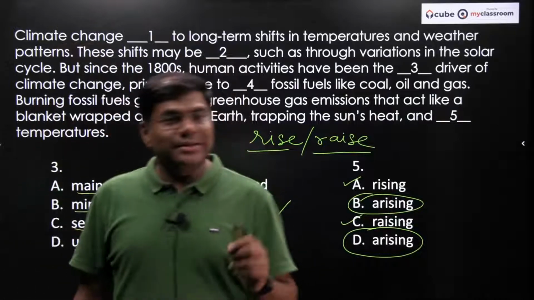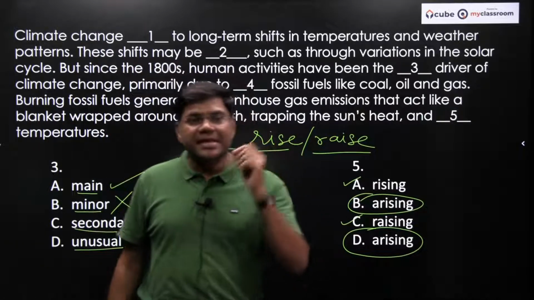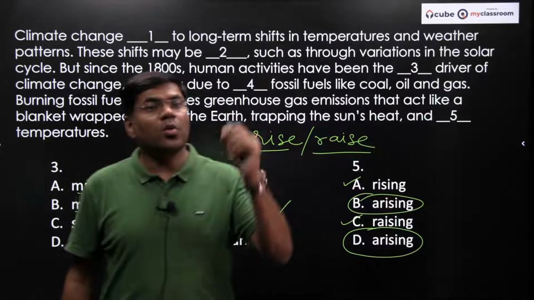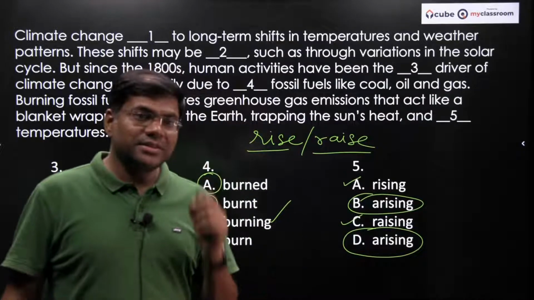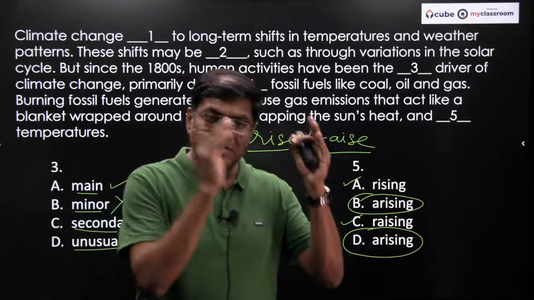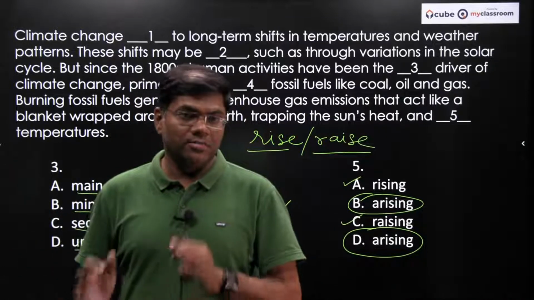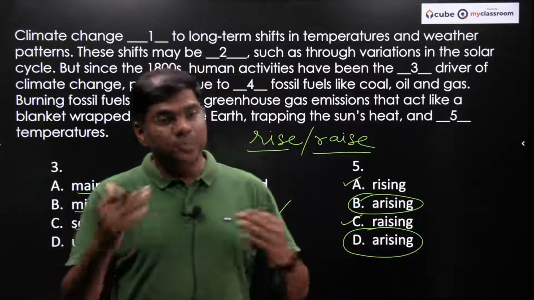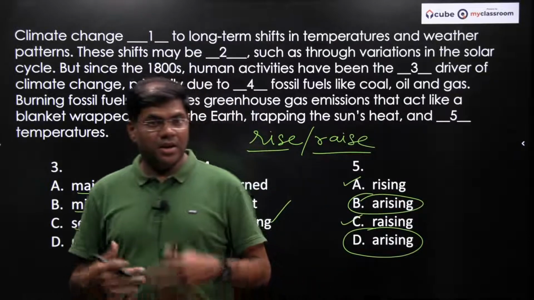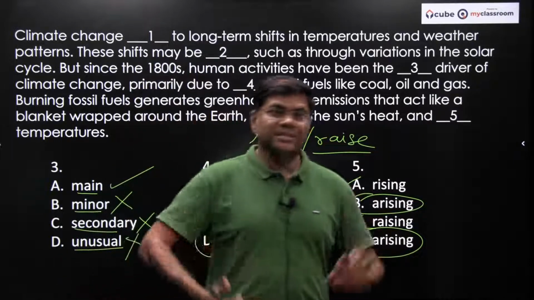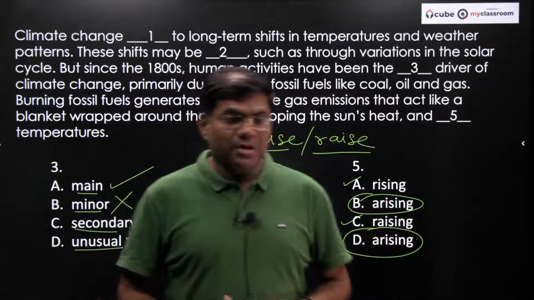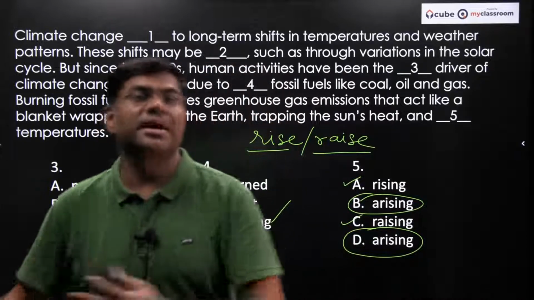When you say the sun is rising in the east, or the sun rises in the east, when you say the sun rises, that means the sun is the subject and rises is the verb. The subject and the verb, there is no object. But suppose your father, who is working in an MNC, gets a hike in salary, he will say that my company has raised my salary.